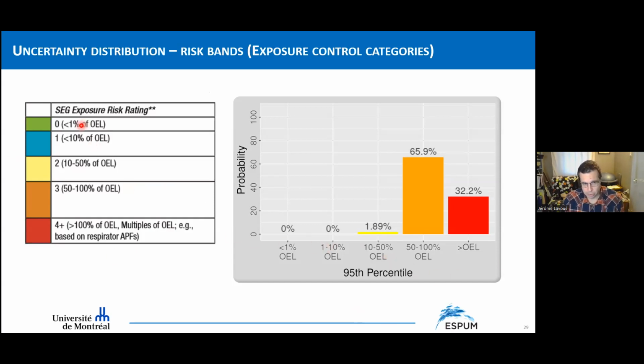So you might have seen this scheme of these risk ratings from the AIHA. They also call them exposure control categories.